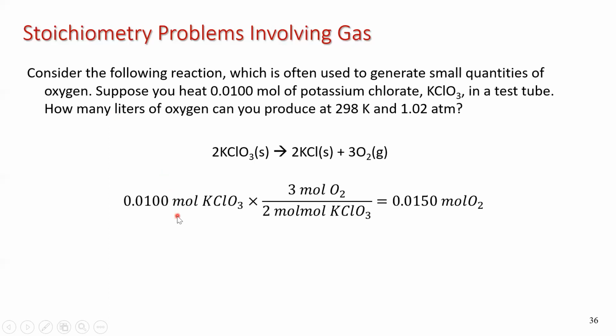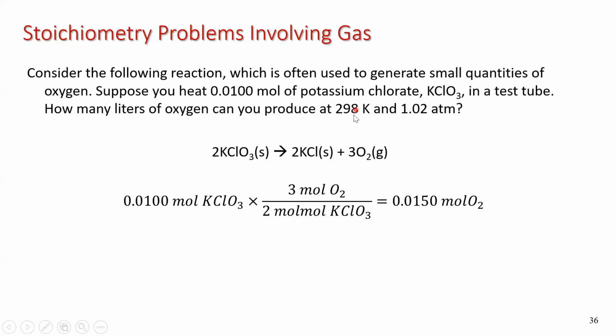So our first step we'll do is a stoichiometry problem. We've got 0.0100 moles of potassium chlorate. The balanced equation, which shouldn't say mole, that's a typo there. 2 moles of potassium chlorate are needed for every 3 moles of oxygen. So we are going to produce 0.0150 moles of oxygen. The question doesn't want to know how many moles of oxygen we are going to produce. It wants to know the volume.